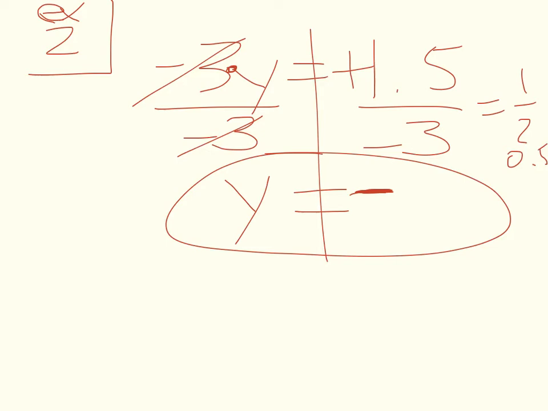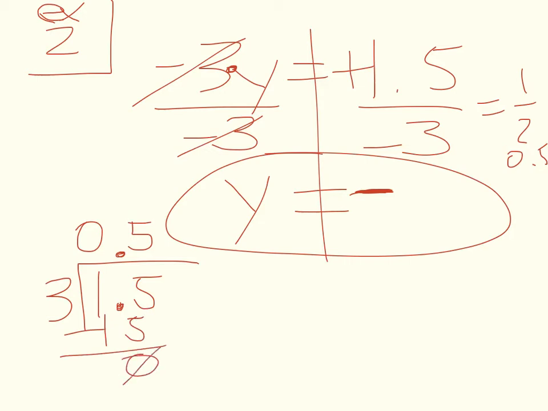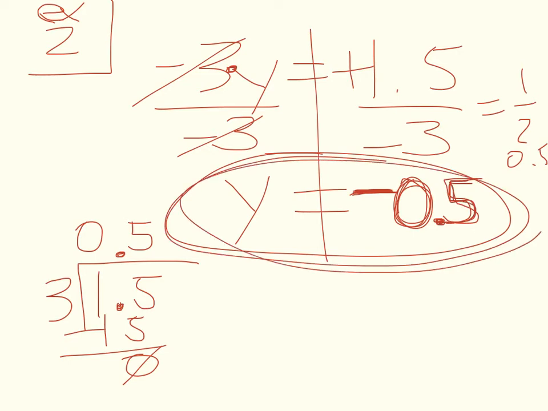But if you don't know that, then this goes back to dividing bottom into top. So this is 3 into 1.5. Decimal, decimal. 3 does not go into 1, or goes 0 times, but 3 does go into 15 5 times, and that's where you get nothing left. So you can see it is 0.5, and we have to make the answer negative, and the decimal needs to go in the middle there. So there you go. Negative 0.5 is y.